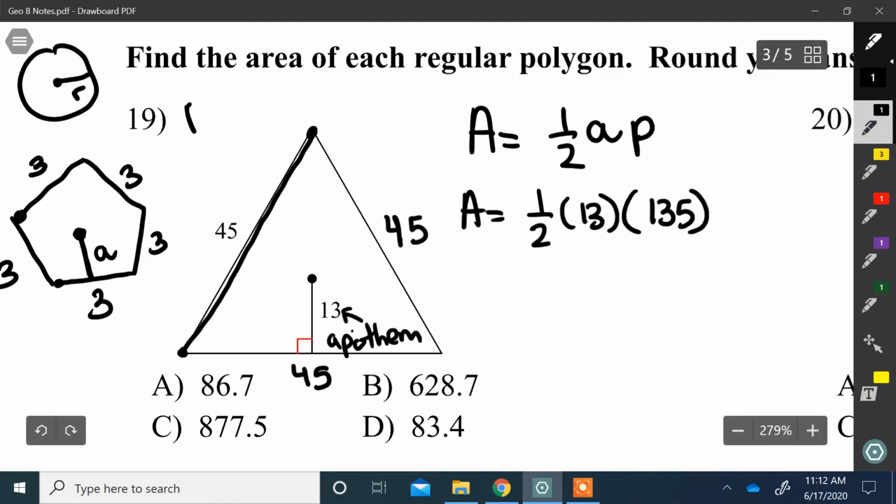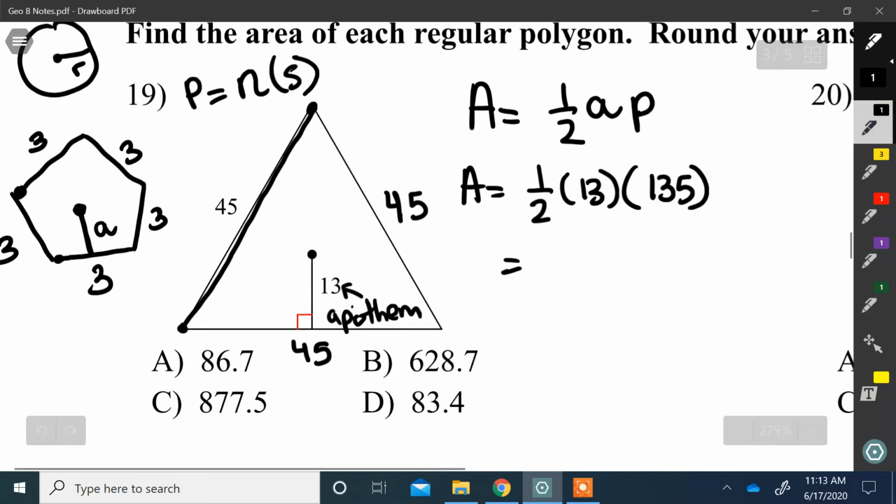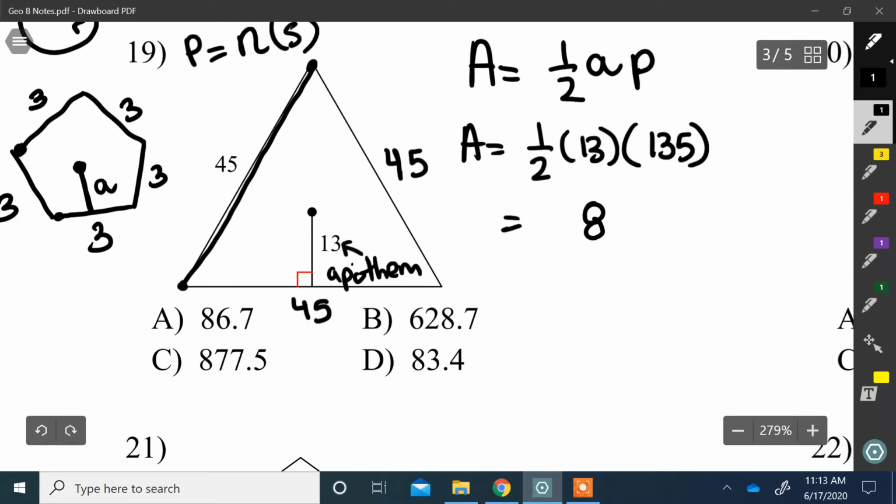Now usually you get the perimeter like this: it's the number of sides times the side. Okay, that's probably a little bit more confusing. So we're gonna multiply 13 times 135, divide that by 2, and you get 877.5, which is C.